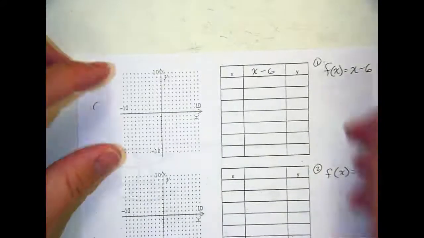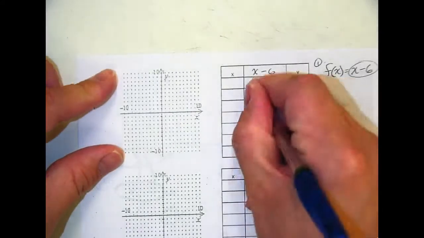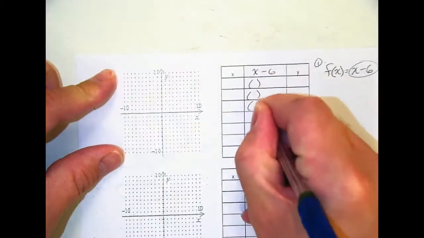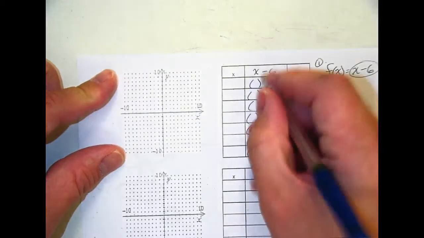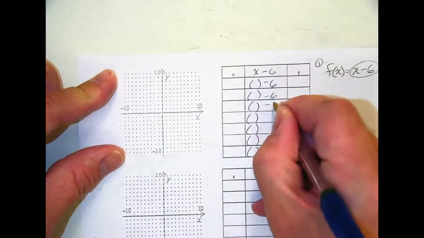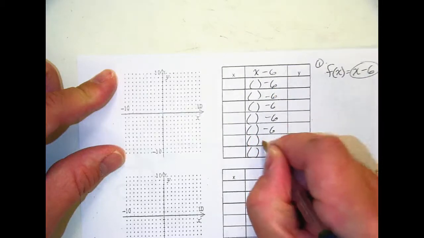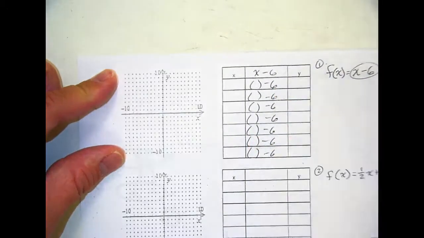When I'm filling in my table, the thing that's going to change is the x. Everything else stays the same. So I'm just putting parentheses where the x was. Minus 6. It's a really boring way to do that. Yeah? Do you have to put parentheses?